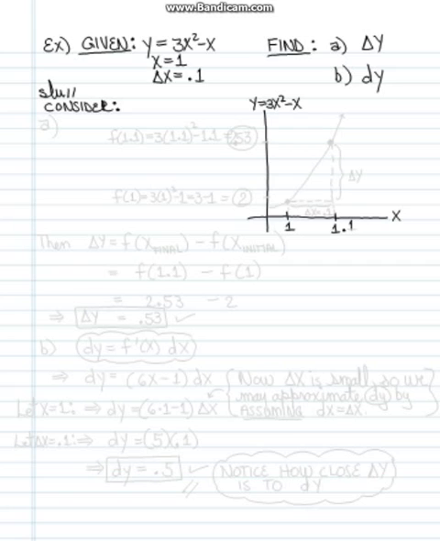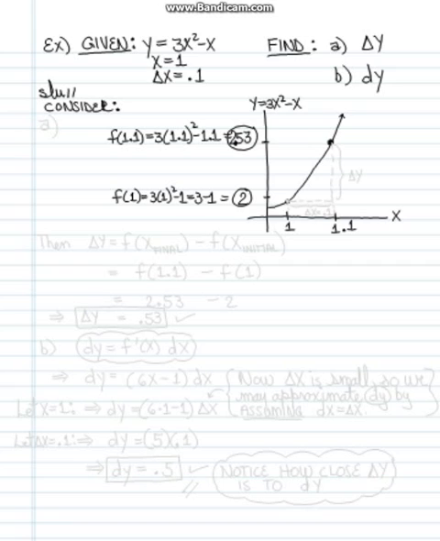Now let's look at x equals 1 and then add delta x to that to get the next x value, 1.1. The y value, the y partner to x equals 1 is f of 1. Evaluate the function 3x squared minus x at 1, you get 2. That's the y partner to x equals 1. The y partner to x equals 1.1 is derived the same way. Plug 1.1 into the function y equals 3x squared minus x and you get 2.53. That's the second y value.